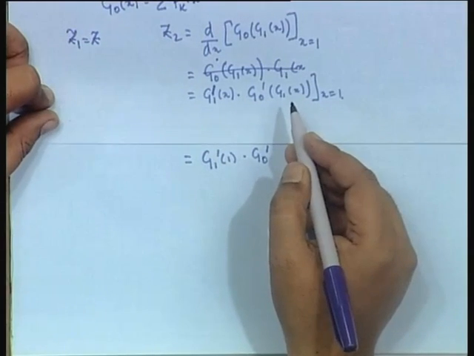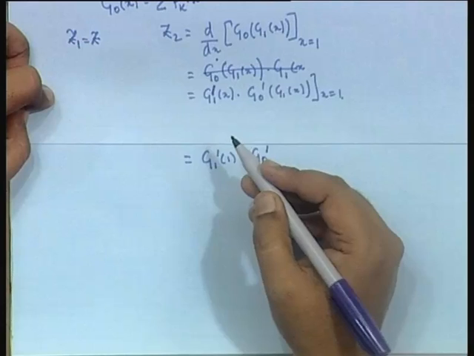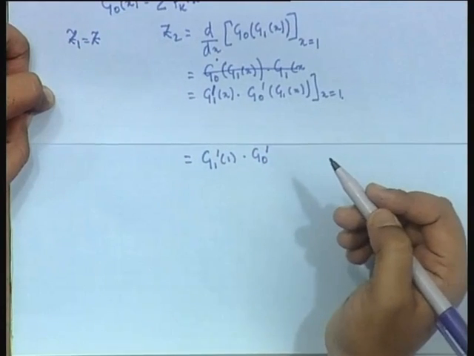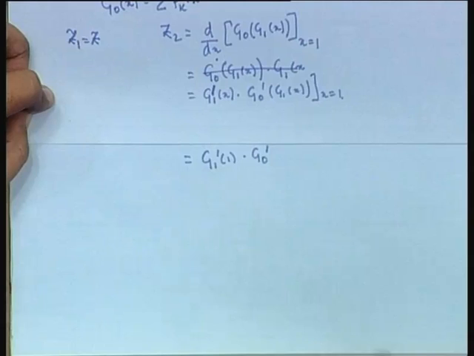G1 1 will be, for any generating function, if I just put 1, it will be... We said G0 1 was what? 1. So G1 1 will also be 1. Any generating function, if I just put 1, then it is just P0 plus P1 plus P2, which is summing up to 1. So G1 1 is also 1. So this becomes 1.